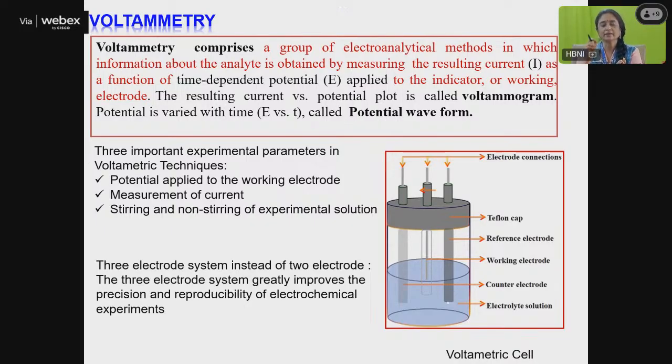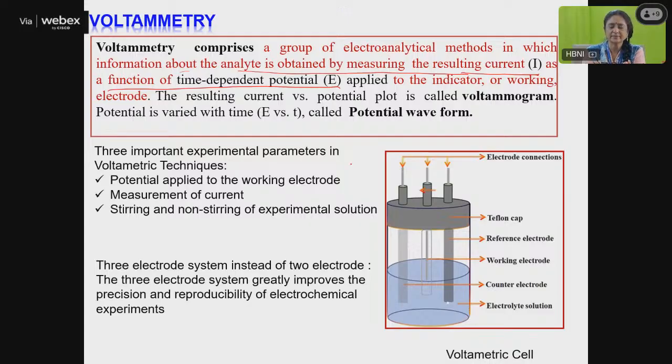So what is voltammetry? I have given the definition here. Voltammetry comprises a group of electroanalytical methods in which information about the analyte is obtained by measuring the resulting current as a function of time-dependent potential. So you go on applying potential, because of which there are changes in your analyte, and therefore there are changes in the current. And so from the current-potential relationship, you can know what your species is and how much of it is present.